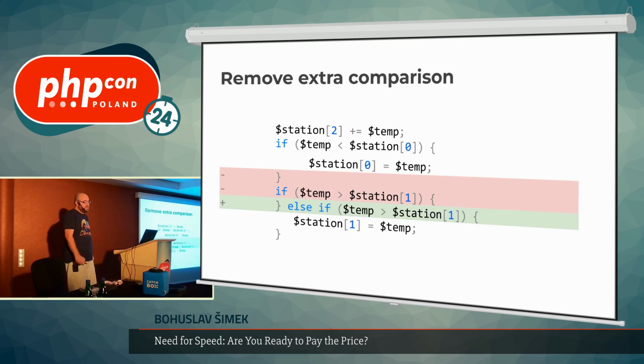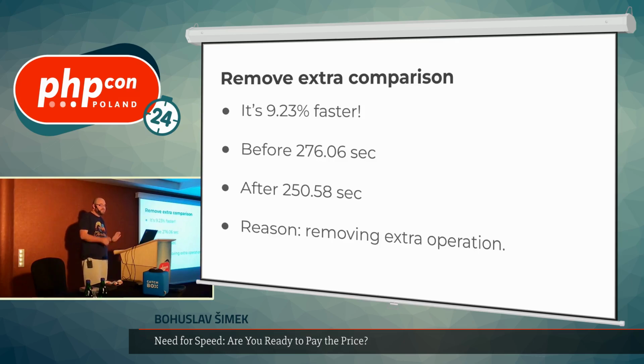Okay, then we can realize that we have some form of extra compression there, because if we already collect at least one of the weather stations, the next row with a weather station, the value can be min or max, but it cannot be min and max at the same time. So we can merge two ifs into an if and else if. Great. So it's faster by 9% just by doing the extra operation. Great again.